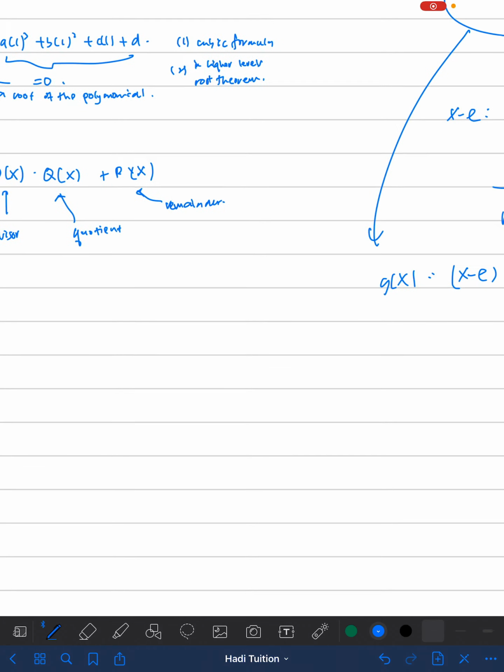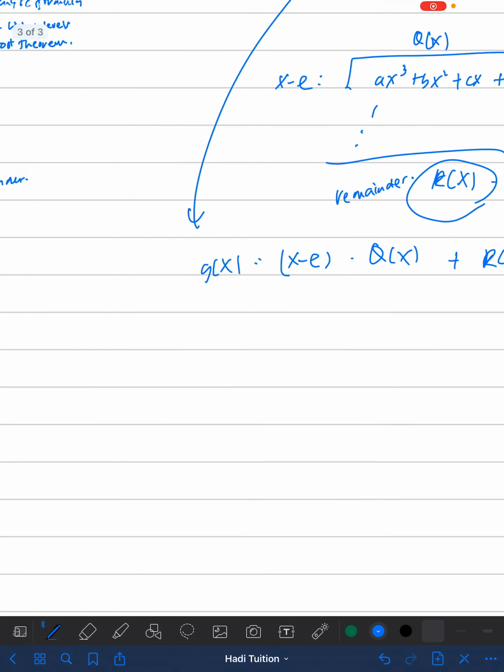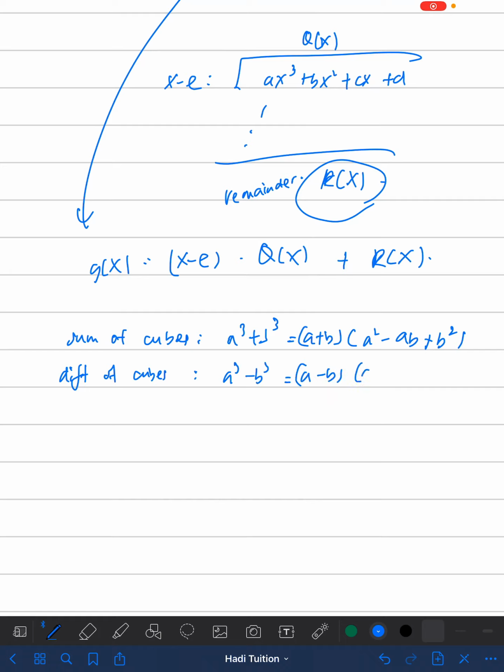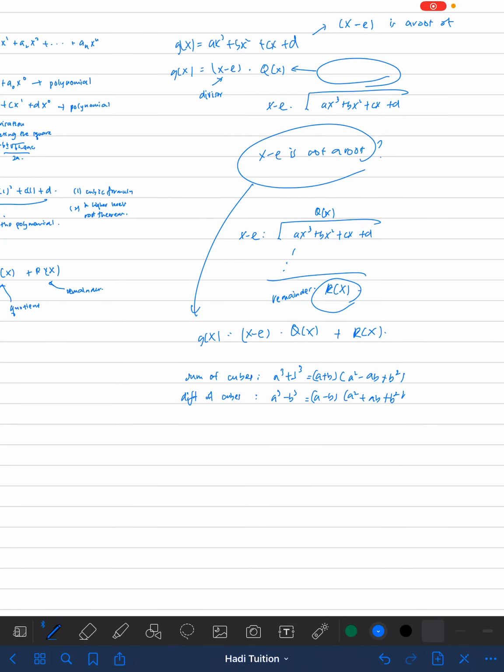Some interesting notes about the cubic function that are good to remember: the sum of cubes, a cubed plus b cubed, is equal to a plus b times a squared minus ab plus b squared. And the difference of cubes, a cubed minus b cubed, is a minus b times a squared plus ab plus b squared. Okay? So these are some good things to remember.